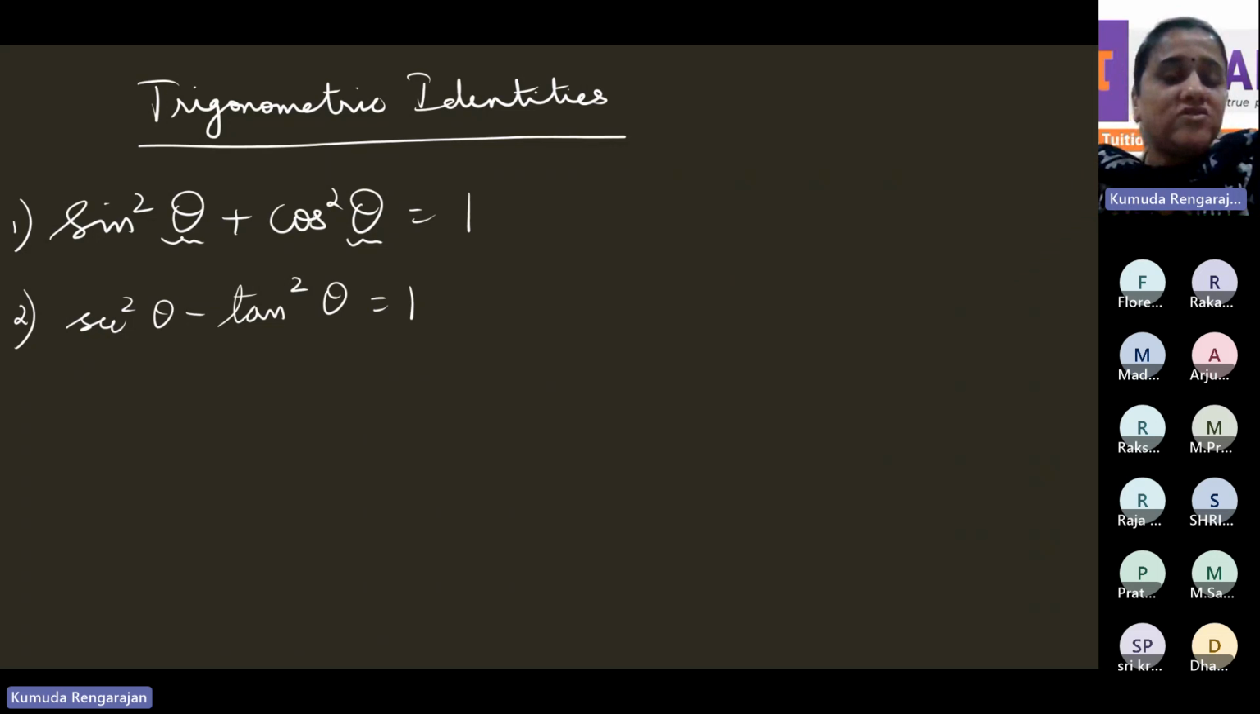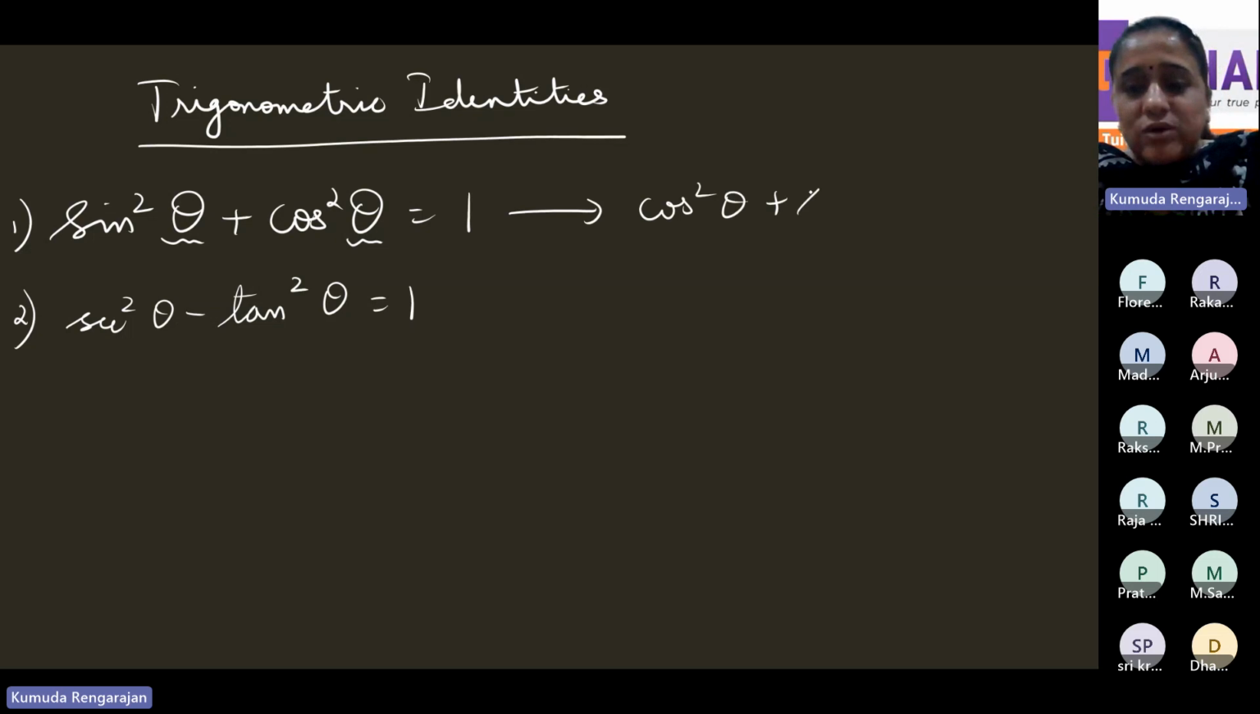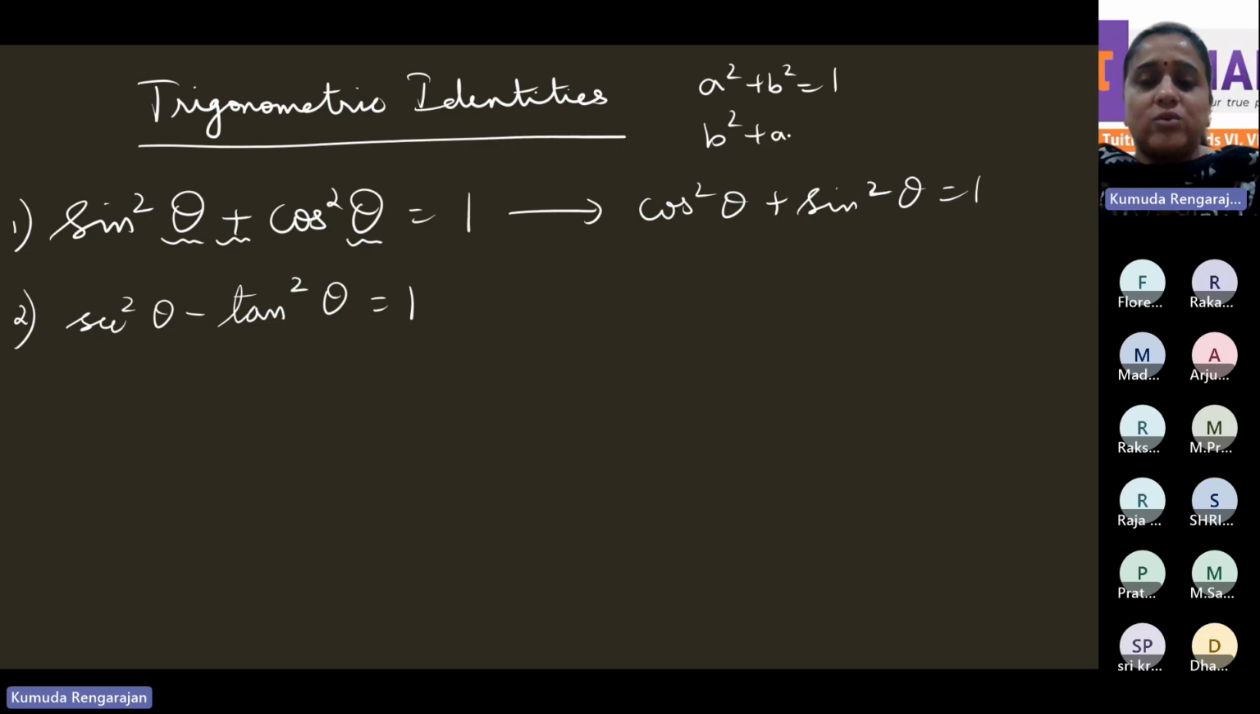See here in the first one, sine square theta plus cos square theta is 1. Also, cos square theta plus sine square theta is 1. You understand why? Because the connecting sign is plus, you can say it the other way. Like saying a square plus b square is 1 also means b square plus a square is 1. So you're not changing the identity.